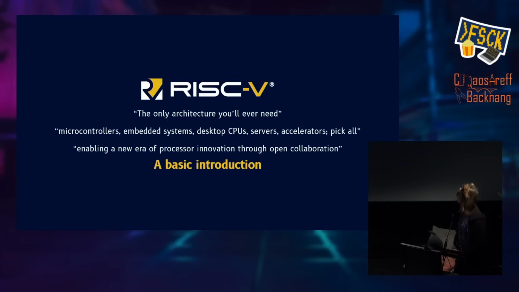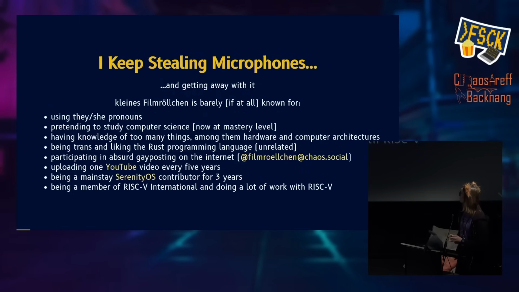Okay, thank you. I will talk about RISC-V, and I'm going to try to provoke everyone and piss everyone off by saying it's the only architecture you'll ever need: microcontrollers, embedded systems, desktop CPUs, accelerators, servers, pick all. Or as RISC-V International puts it in corporate speak, enabling a new era of processor innovation through open collaboration. So this is going to be a basic talk, and I'm going to split it up into two parts.